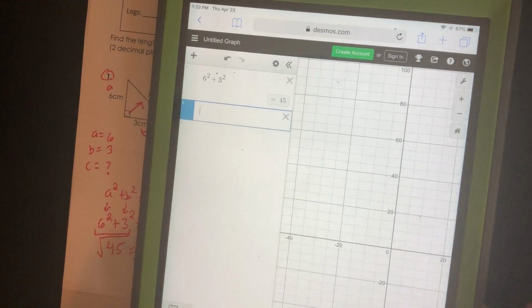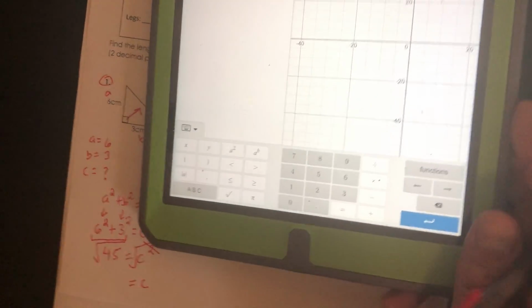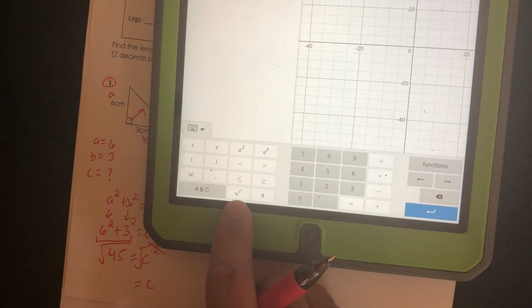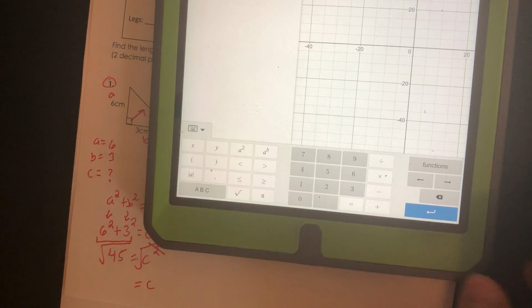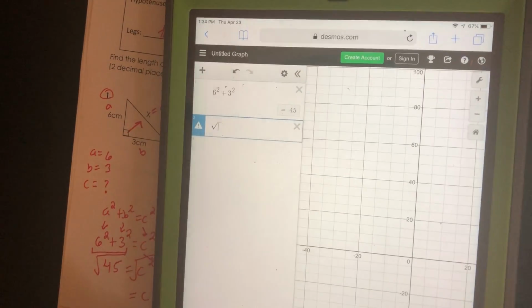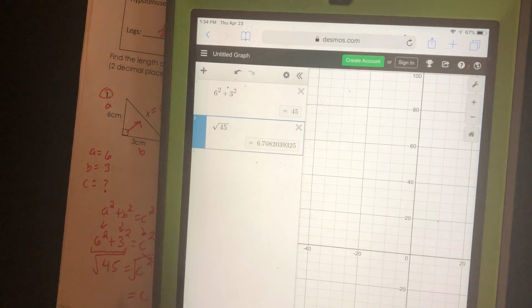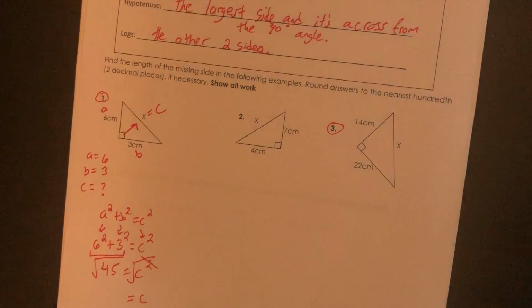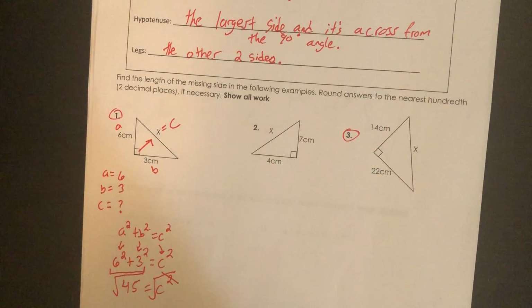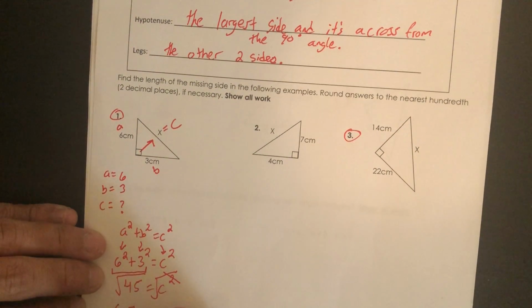Now, for those who don't know where the square root symbol is at, it's all the way down here, right beside the pi button. If you click that, you will get your square root symbol and just type in 45. And there you go. We get 6.708. It said round to the nearest hundredth, and so my final answer is going to be 6.71.